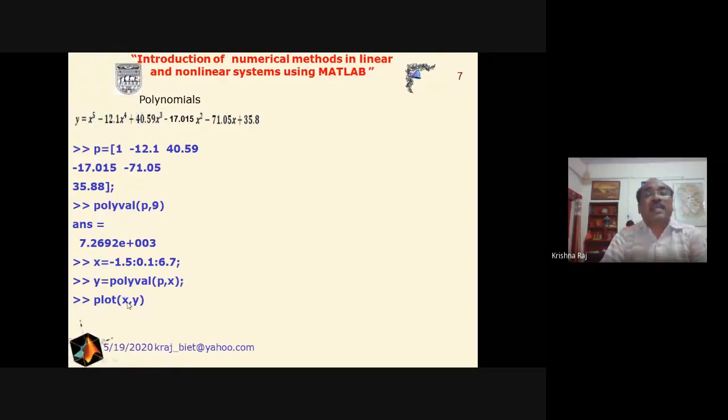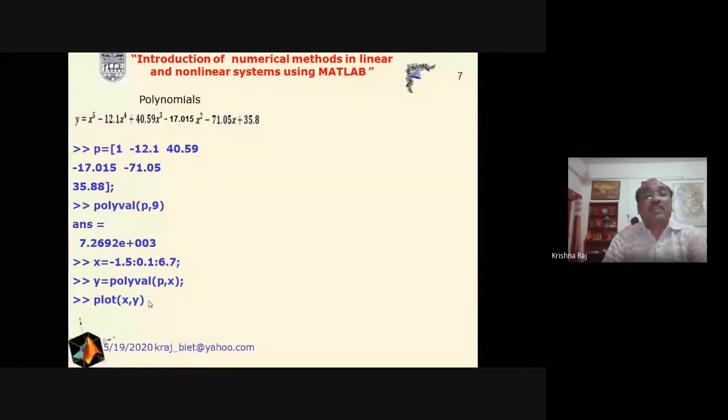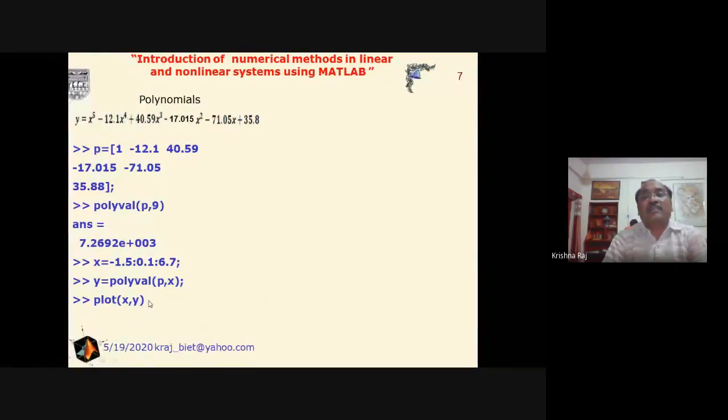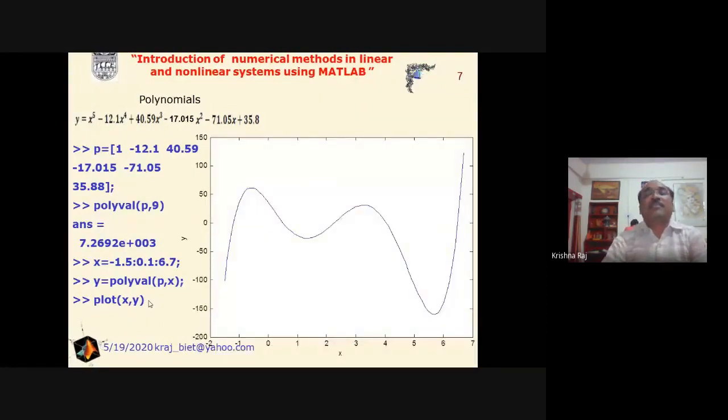That is the range of the x is given, and whatever is the derived value of the y, that will be represented here. That is a plot will be represented between the x and y. And since we are interested in the plot, that's why we are not putting the semicolon here. Just see the result here. This is the result between the x and y.